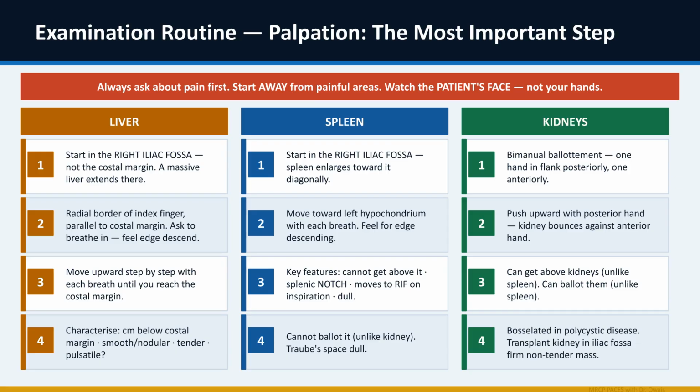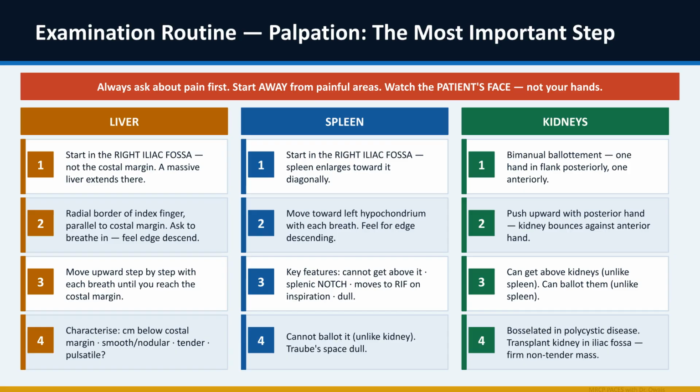Now the abdomen itself. Palpation is the most important step and the one most commonly done incorrectly. Before you touch, ask the patient, do you have any areas of pain or tenderness? If yes, start away from that area and approach it last. Watch the patient's face throughout palpation, not your hands. The face tells you about pain. Kneel or sit at the level of the patient's abdomen. Your hand should be flat and warm.